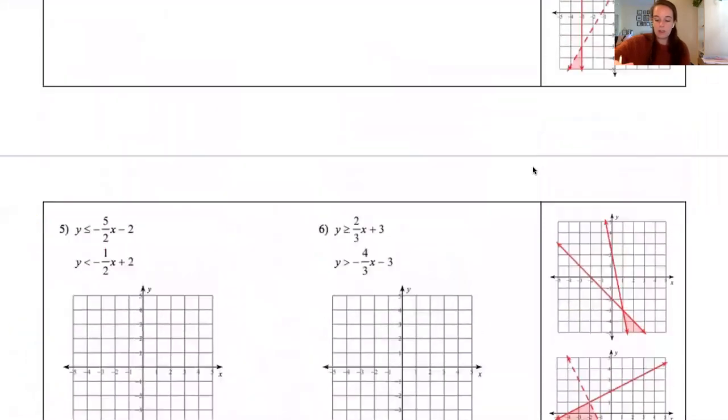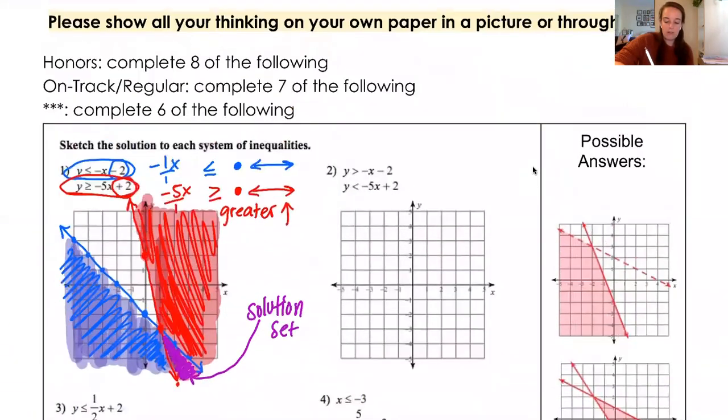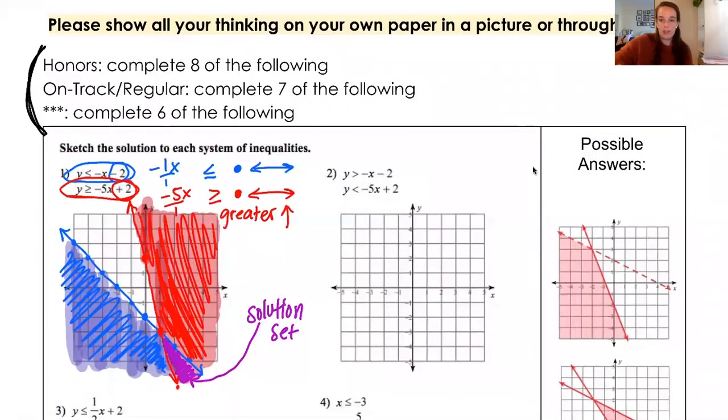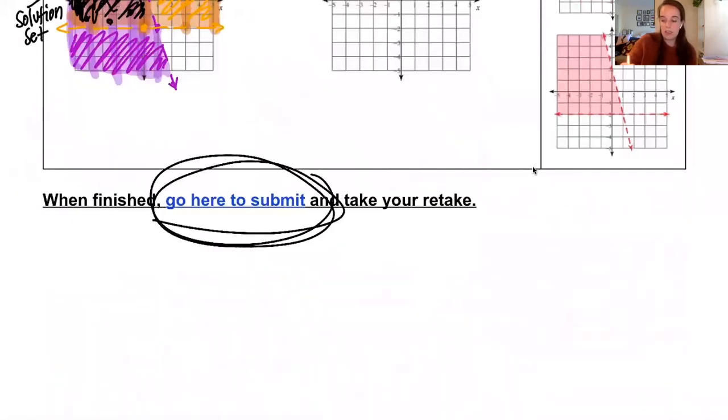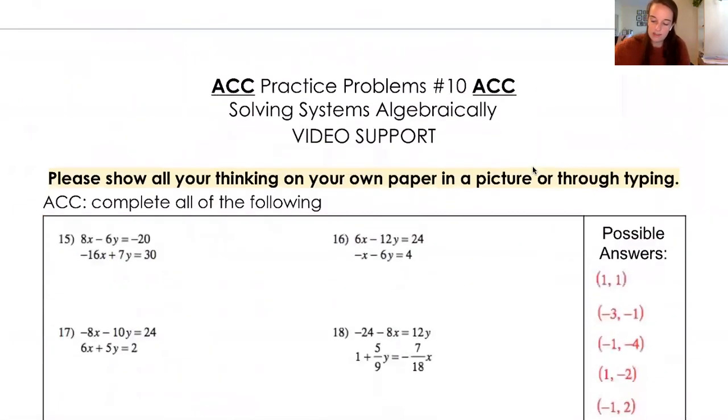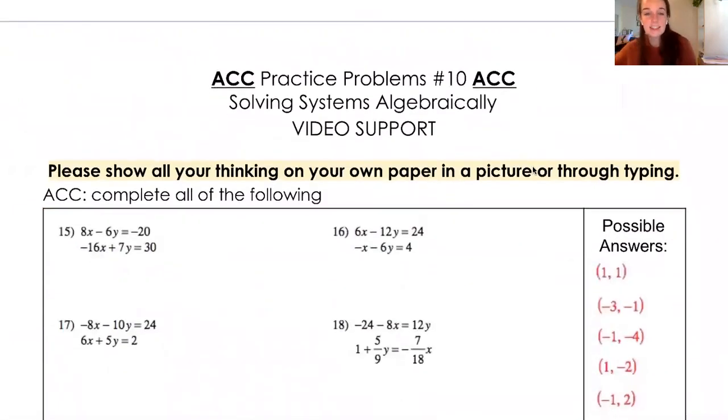So you're going to do your problems, however many you have to do, right? And then down at the bottom, there is a link. You're going to go to this link and take your retake. Okay, that's where you'll take a picture and then submit it. Cool. All right, ACC number 10. This is accelerated number 10, not algebra 2. So if you're algebra 2, go find the other number 10. Accelerated number 10. This is us.